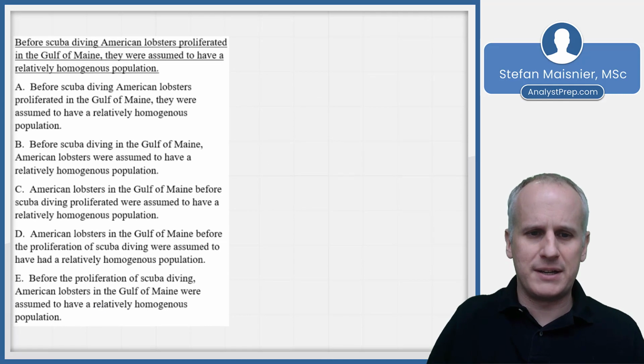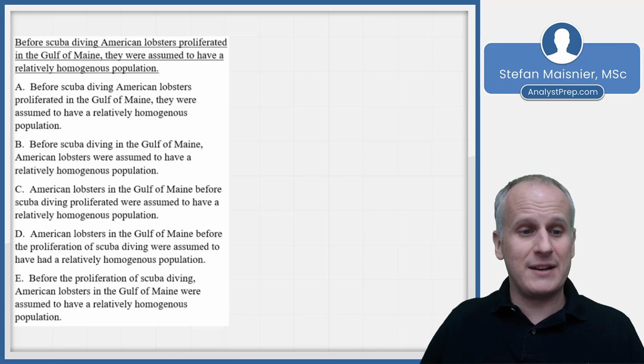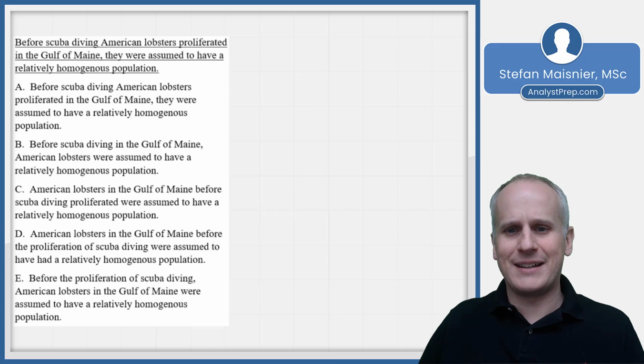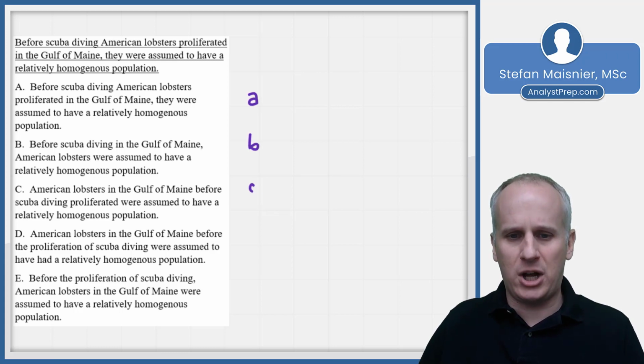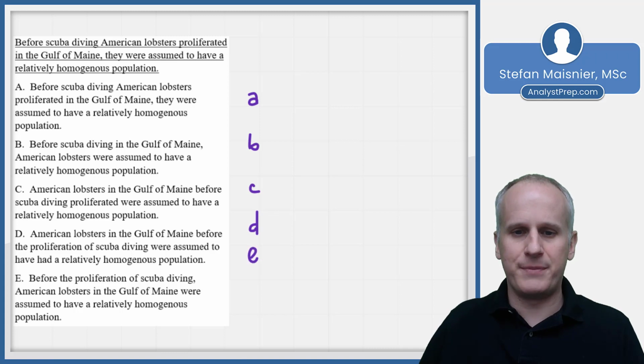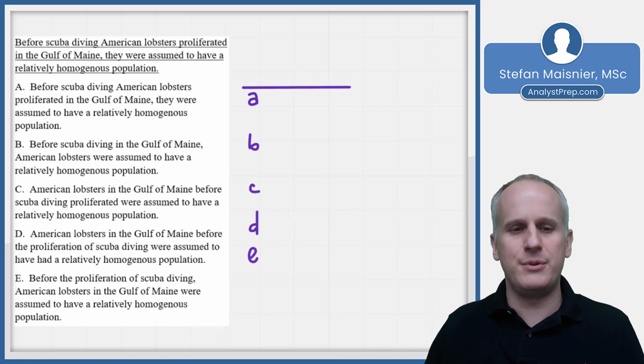and this is one of my favorites because when you catch an absurd modifier, it may actually kind of encourage you to let out a little stifled chuckle on the exam. So setting up the scratch work, we've got A through E here, and we read from the beginning. Before scuba diving, American lobsters proliferated in the Gulf of Maine.